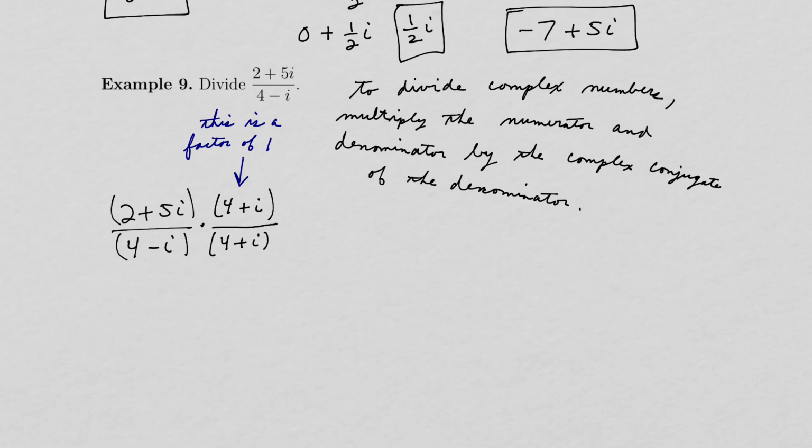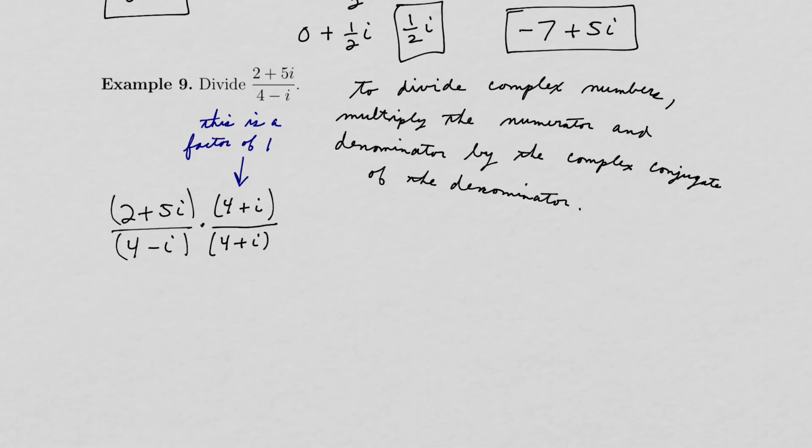So basically, I'm dividing these complex numbers, right? But if I multiply by this factor of 1 here, I'm not changing it. I'm just rewriting it in a different way. So let's see how this works out. Let's actually distribute this in and multiply these out.